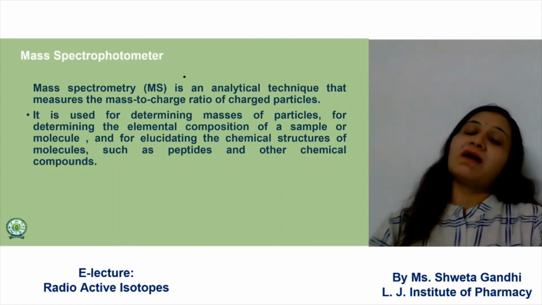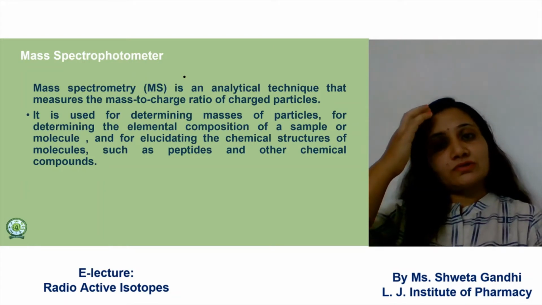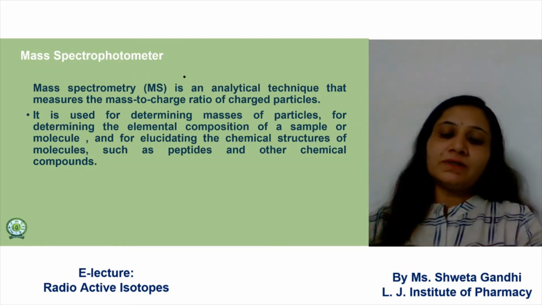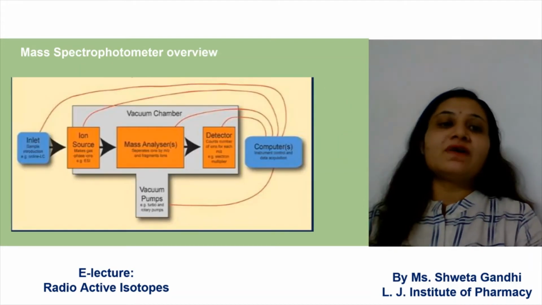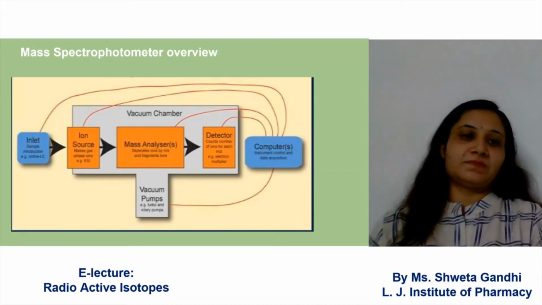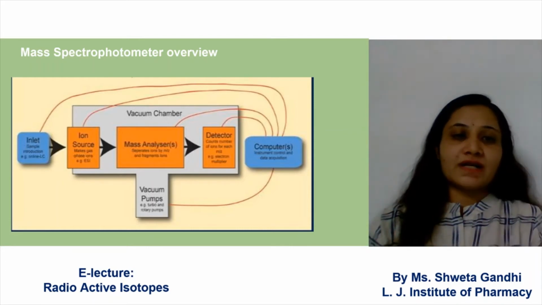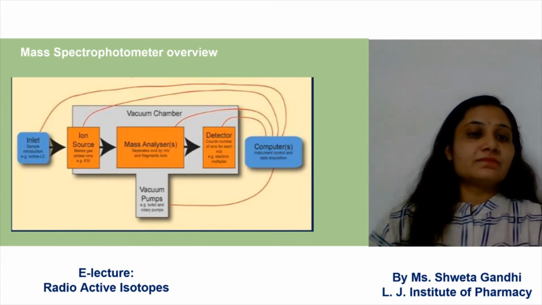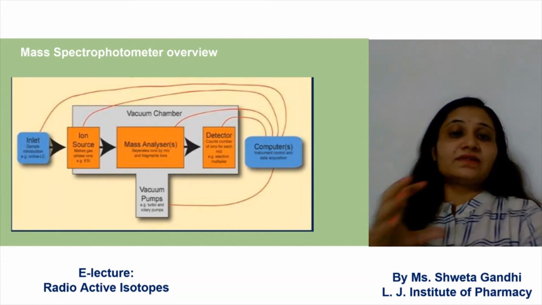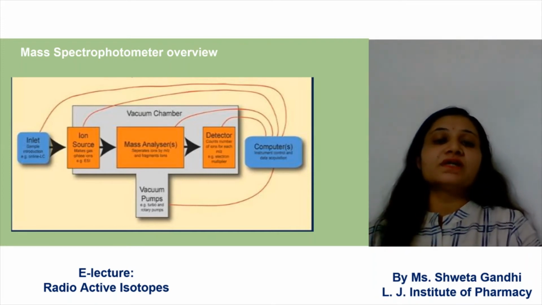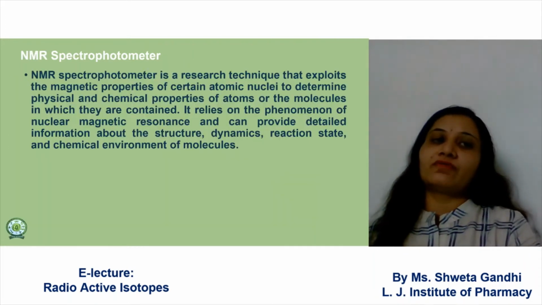Then MS, the mass spectrometer, is also used for measuring the mass to charge ratio and for the detection of radioactive isotopes. This mass spectrometer works on this principle: inlet, then an ion source which makes gas phase ions, then mass analysis, then the detector system and computer system. Vacuum pumps are also there for the detection.